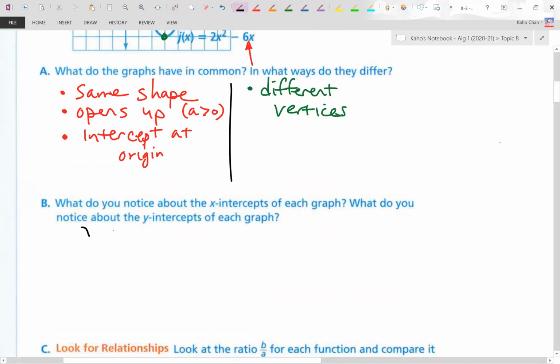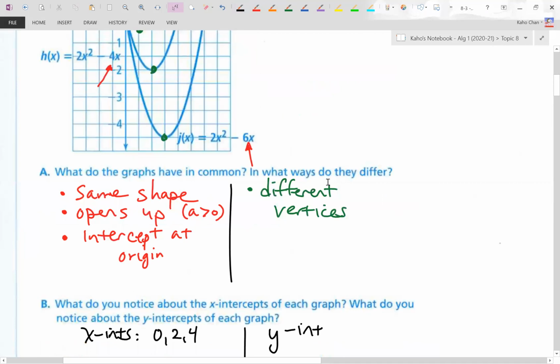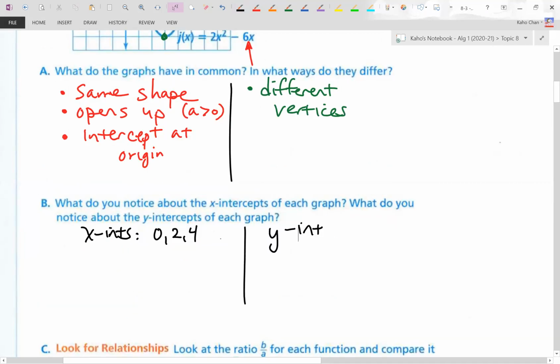The x-intercepts happen to be at 0, 2, and 4. The y-intercept, oh, there are actually 4 x-intercepts. My bad. The y-intercepts are all the same, and they happen to be at 0 on the y-axis.